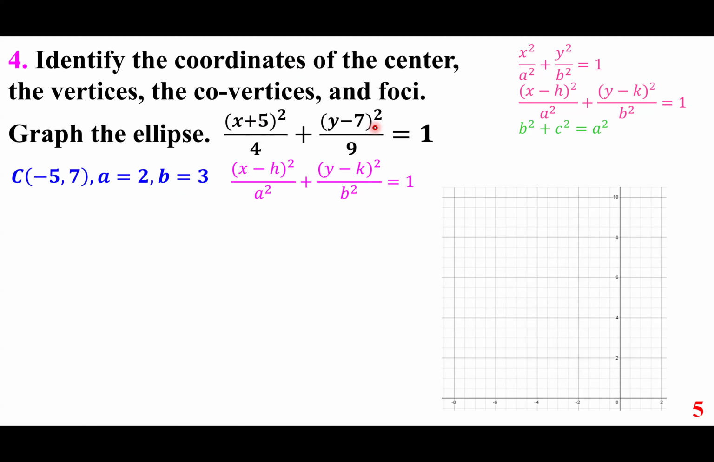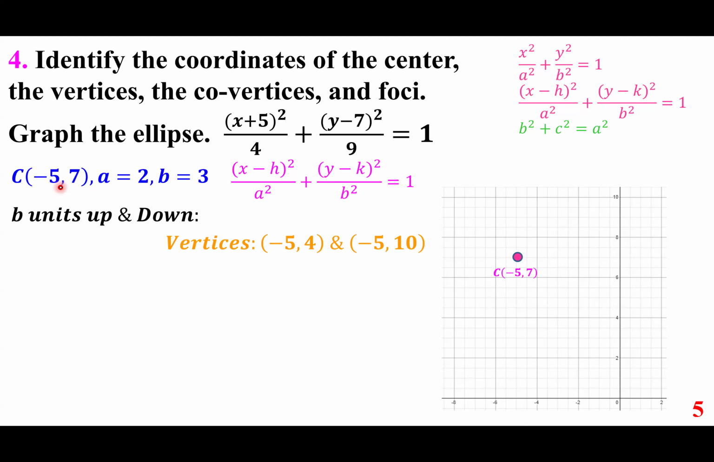So we start with the center, and this is 0, 0. So we go 5 to the left, 7 up. We have the center. Now we want the vertices. So back to the center. Because B is larger, we're going to go up by B units and down by B units. So in other words, add 3, you get 10. Subtract, you get 4. Minus 5, 4. Minus 5, 10. Those are the two pairs.